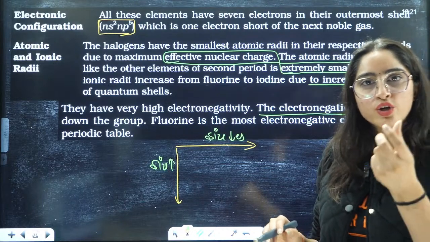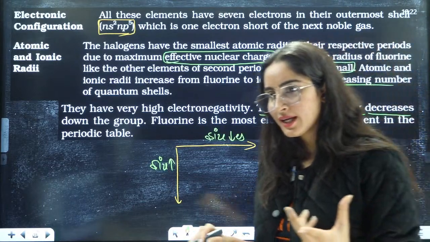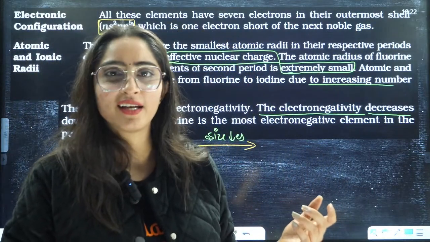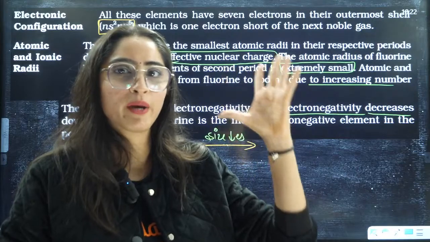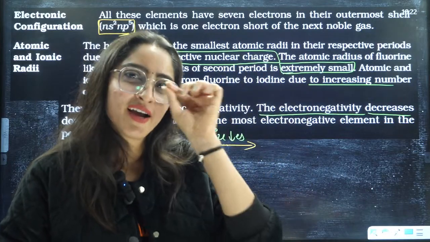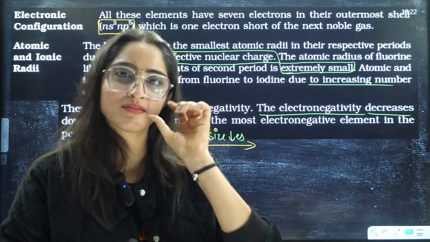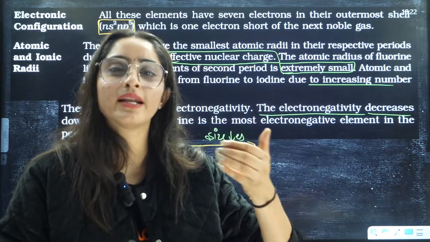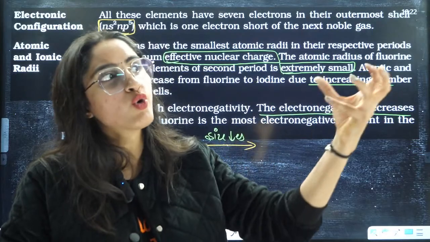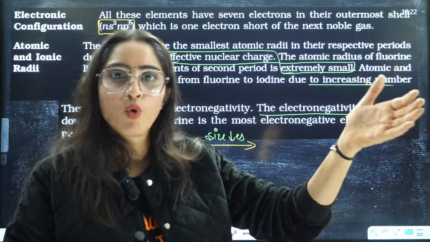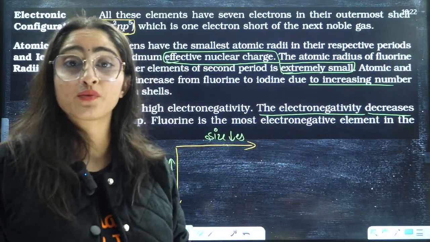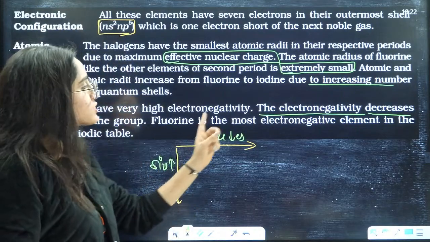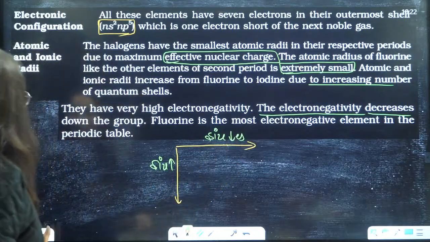It's like "chota packet bada dhamaka," right? Have you heard that term? For those who understand Hindi, it's like in a small packet you have a big bomb. So fluorine has a very small size, but it has a lot of power to gain electrons. It is very clever, it wants to have that shared pair of electrons. That is why its electronegativity is 4, the maximum. Fluorine is the most electronegative element in the periodic table.